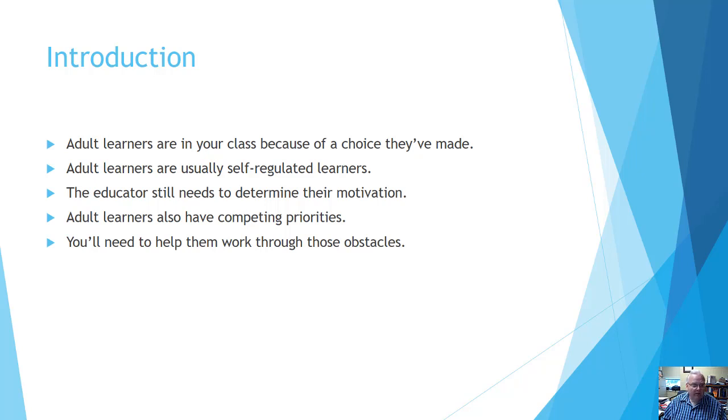Adult learners also have competing priorities, as we know as adults. We have priorities with our families, our children, our extended families, and so on. That's important to recognize as well. And also, you'll need to help them work through some of these obstacles as they progress through your course.